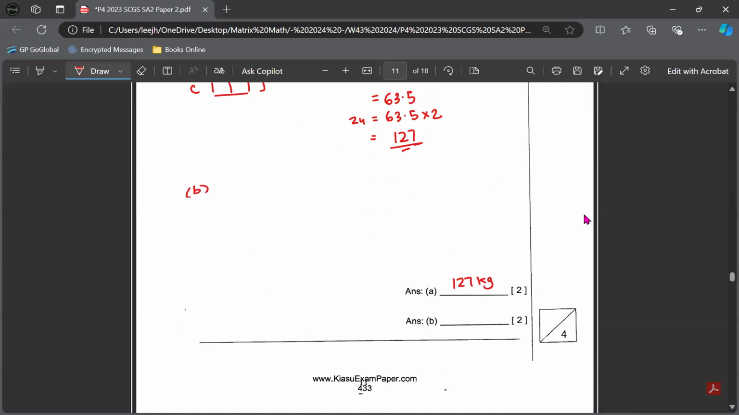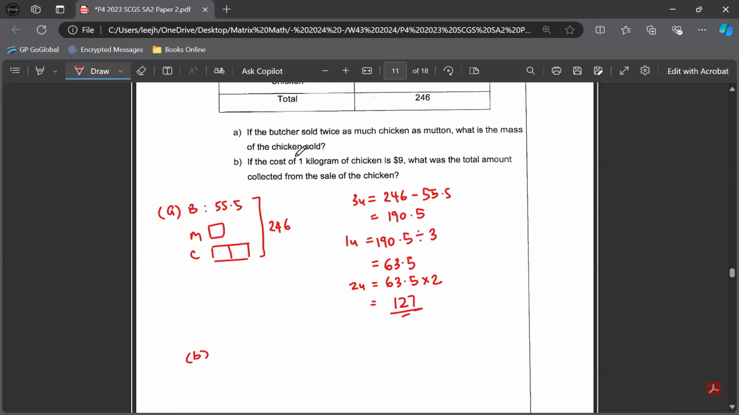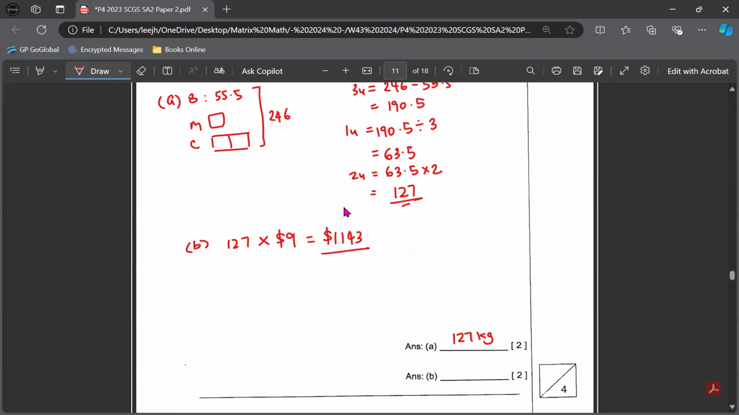Okay. Now let's look at B. If the cost of 1 kilogram of chicken is $9, what was the total amount collected for the sale of chicken? So you know the chicken you sold 127 kg. 1 kg $9. So I just write 127 kg times 9. Your answer will be $1,143. Just find the total cost for all the 127 kg of chicken. So 1143.